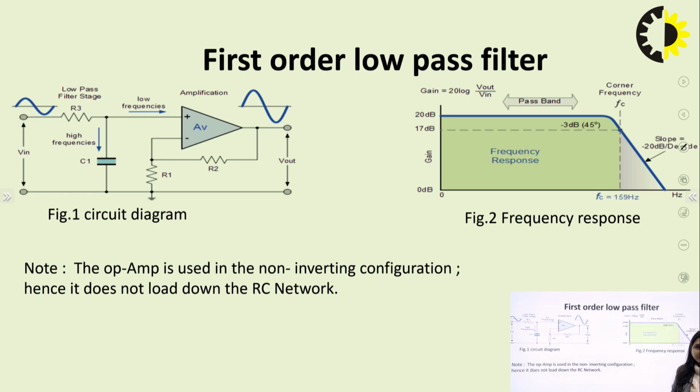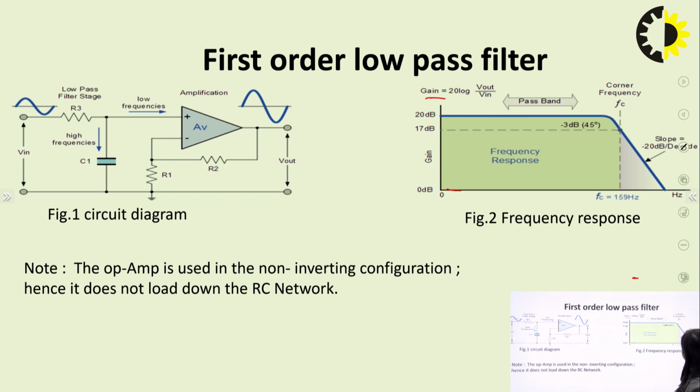From this diagram you can see that this is the frequency response. On x axis there is frequency and on y axis this is the gain. When we draw the graph between frequency and gain, you can see that at very low frequency, starting from 0, the gain of the filter is constant, and after a particular frequency, let us say this FC, the gain starts reducing. There is a slope from FC onwards, and this slope is minus 20 dB per decade. That means after a certain frequency the gain starts reducing.